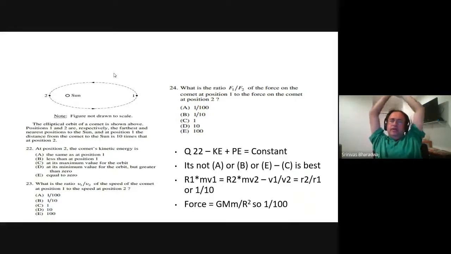So what is the ratio of the force? The force at position 1 to the force at position 2 is proportional to GMm by r square. That is very straightforward, right? The masses are the same, so the force is going to be 100 times at 2. So the force on the comet F1 is going to be 100th of F2, right?